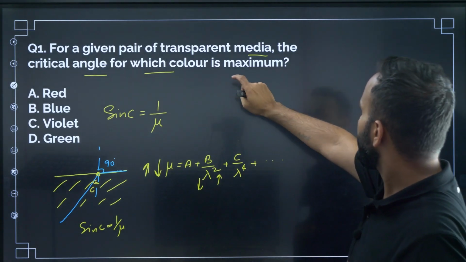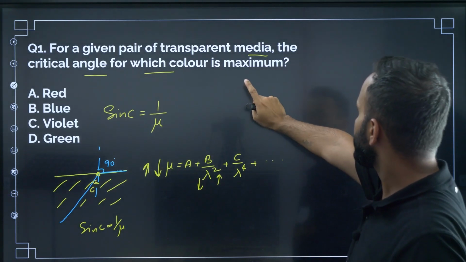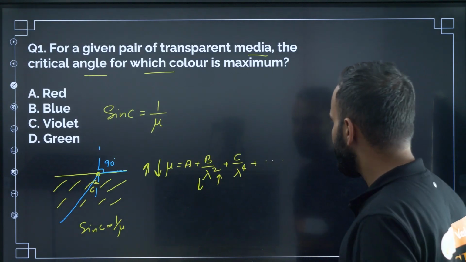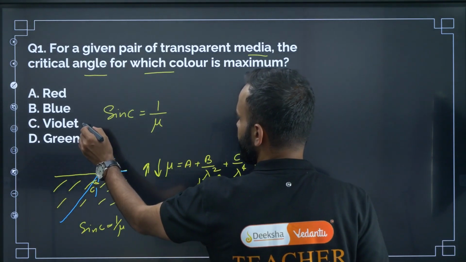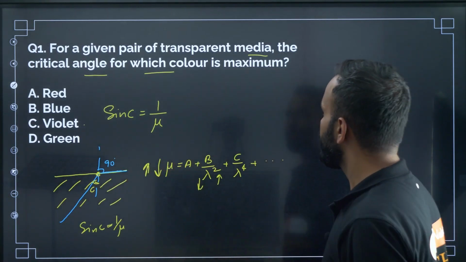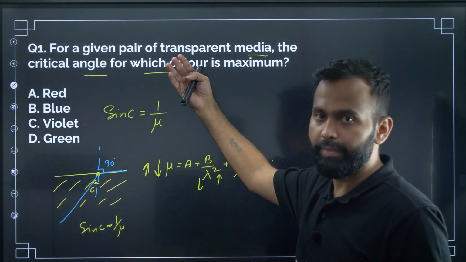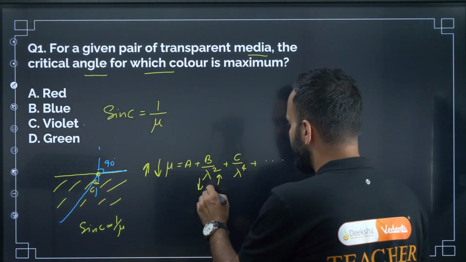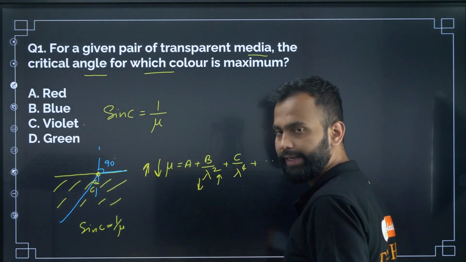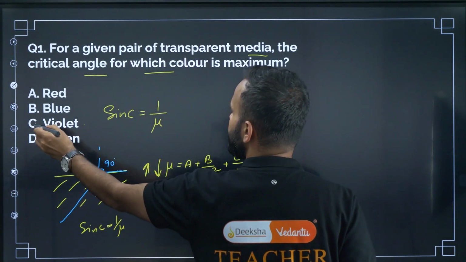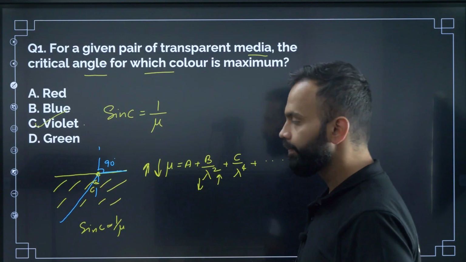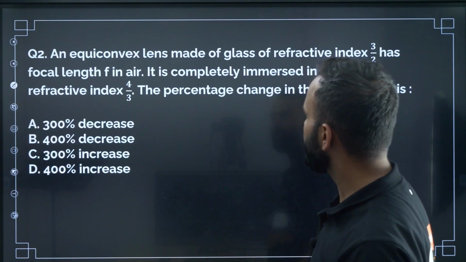They are asking, for a given pair of transparent media, the critical angle for which color is maximum. So for violet color the critical angle is maximum. Why? Because lambda is the lowest for violet. So option C is the correct answer. Next question, question number 2.